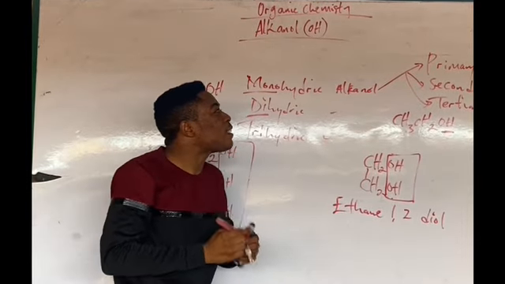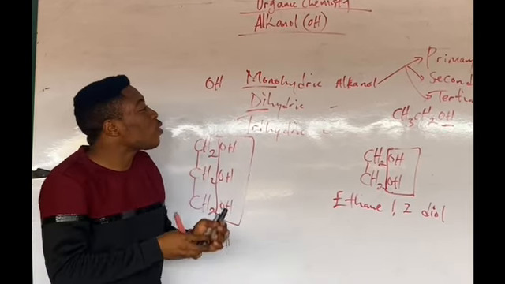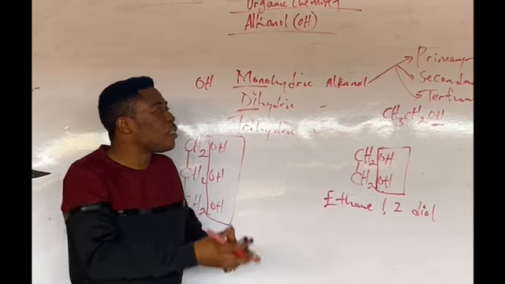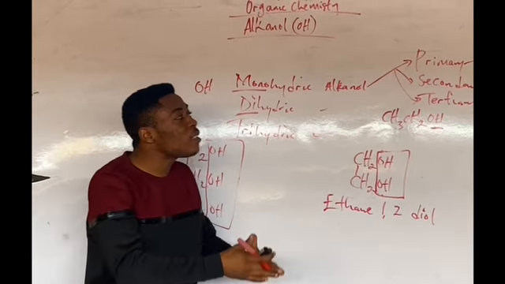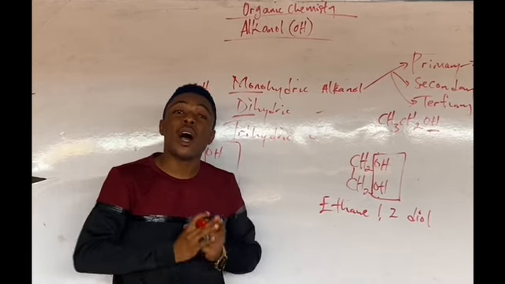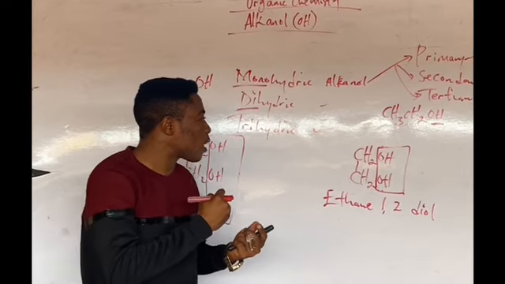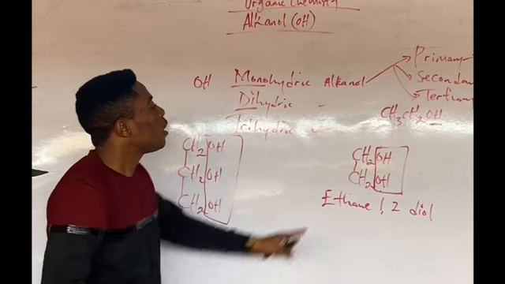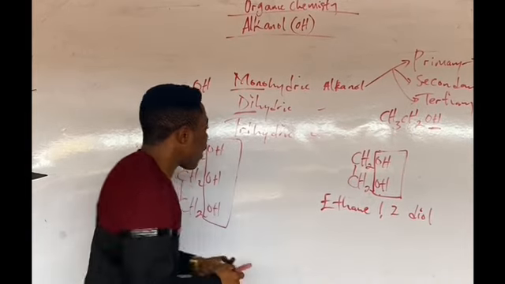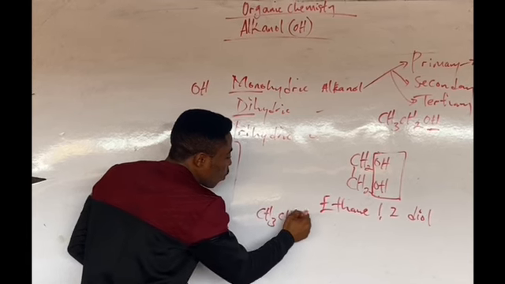Now class, we can actually identify primary, secondary, or tertiary based on the alpha carbon. If we can identify the alpha carbon, we can identify if it is a primary, secondary, or tertiary alkanol. Now, what is alpha carbon? Take for instance, ethanol. If I have something like this, CH3, CH2, OH.